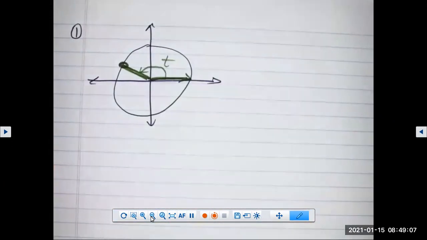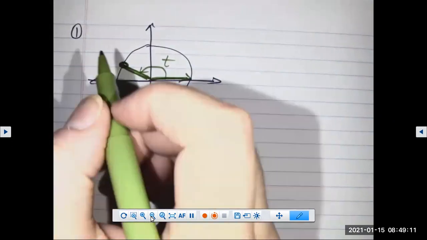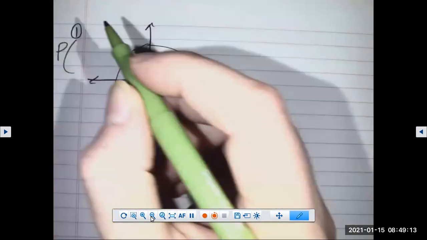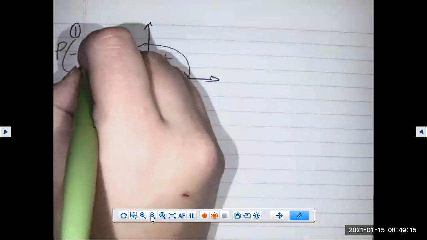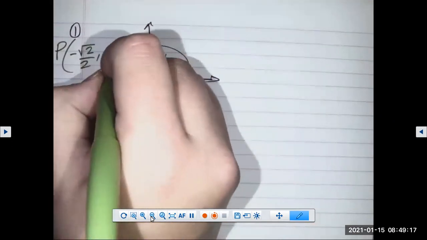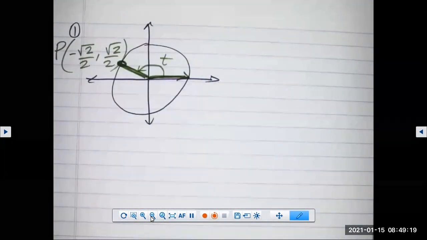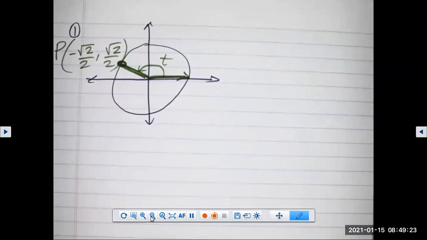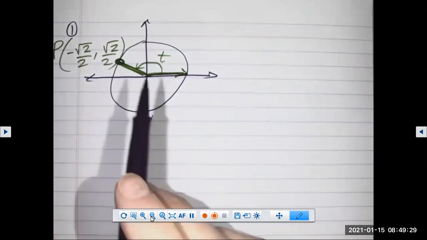Okay, let's say in a circle, you've got some angle that's been rotated to this point, and it has coordinates negative root 2 over 2, root 2 over 2. This is the very first one that you encountered in 4.2. So they give you an X and Y, and then they ask you to find all 6 trig values for T.